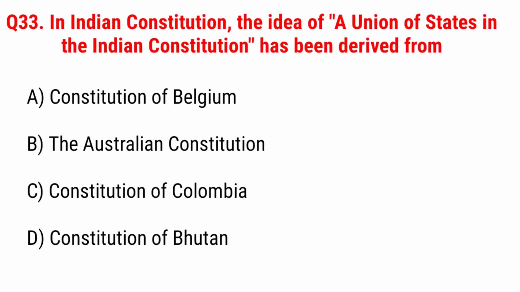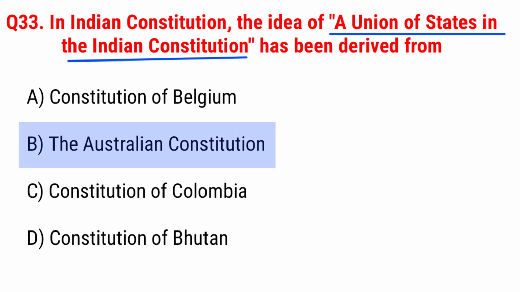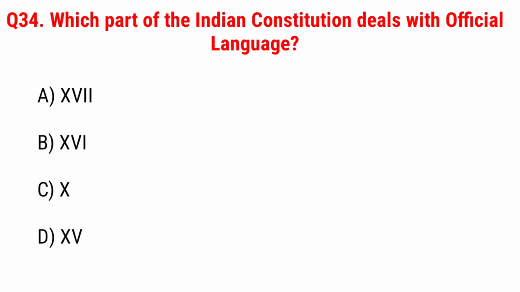Next question. In the Indian Constitution, the idea of a union of states has been derived from option A Constitution of Belgium, B the Australian Constitution, C Constitution of Colombia, D Constitution of Bhutan. Right answer will be the option B, the Australian Constitution.